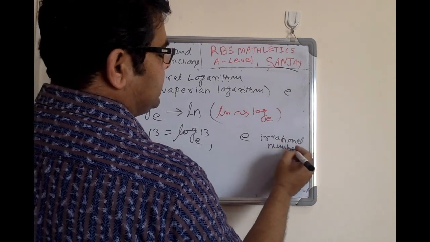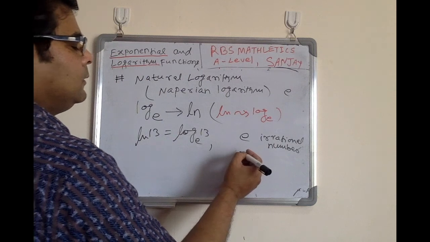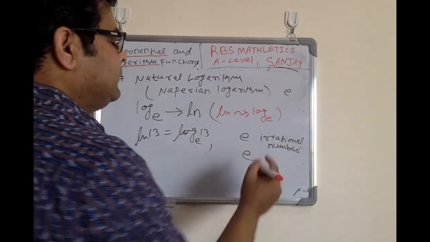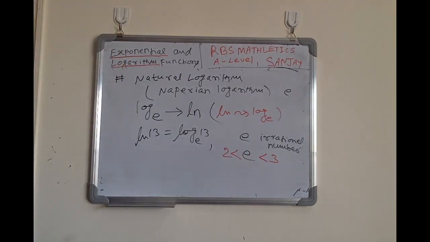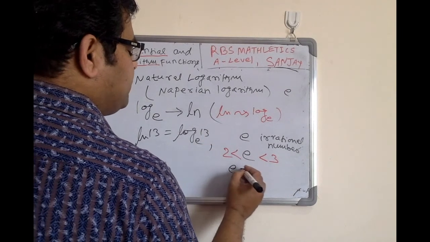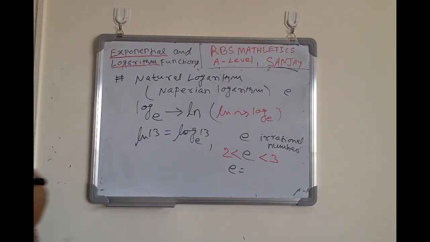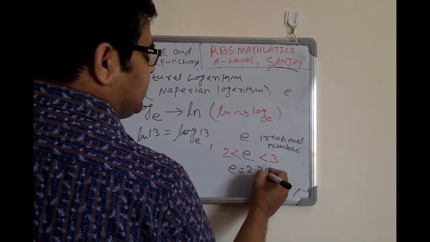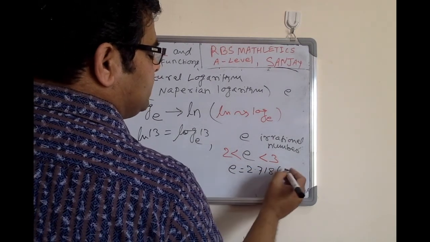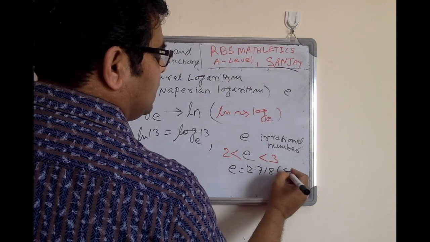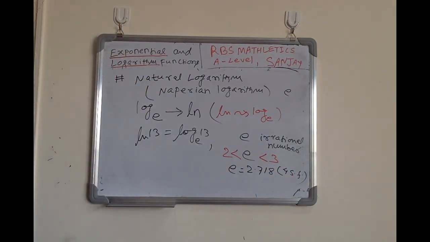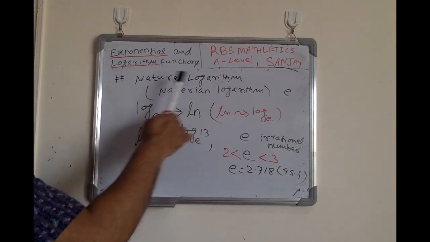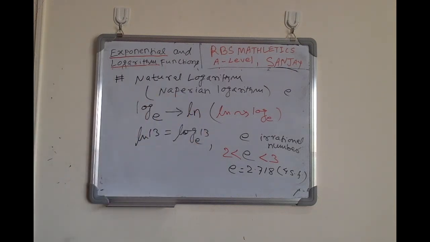This is an irrational number, and its value lies between 2 and 3. And if you would like to check the value of e approximately, it is found that this is 2.718 up to 3 decimal places or 4 significant figures. Okay, so this is what is called the natural logarithm.